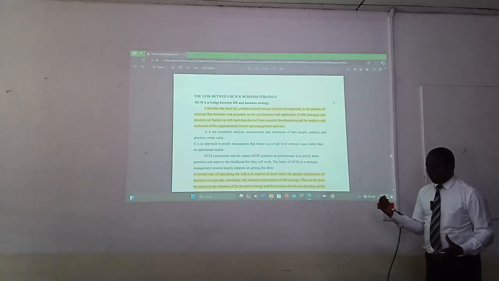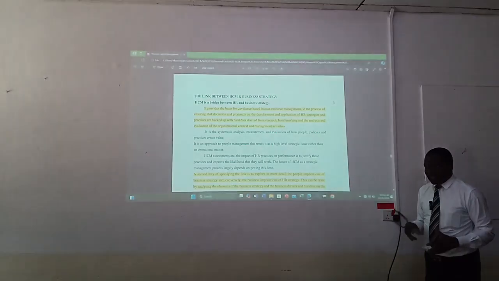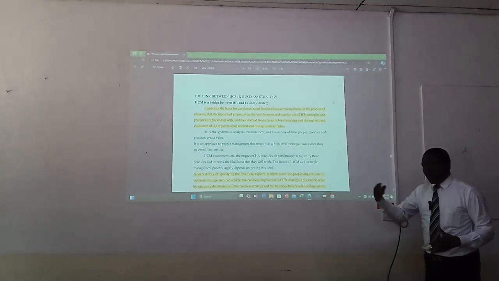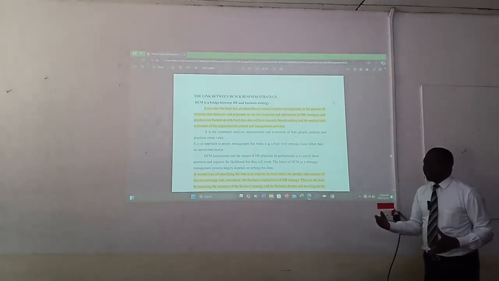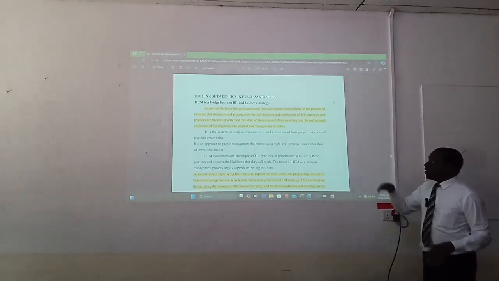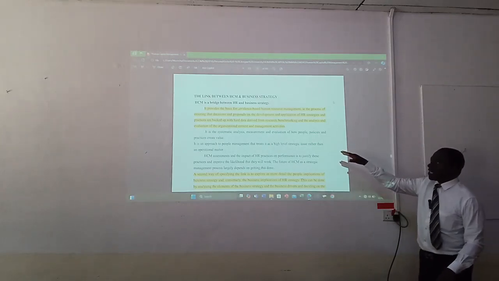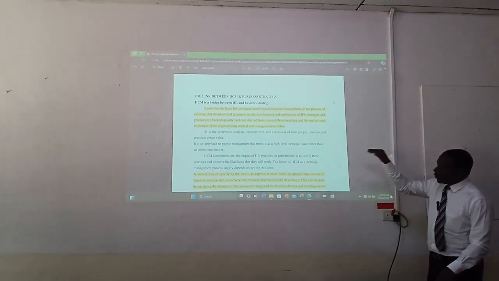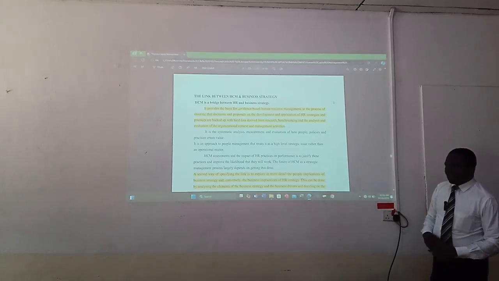If you want, for example, to buy an airplane in 5 years' time, that means you have to start now, making sure that your employees are able to produce more so that you can have more profit. The more profit you have, the more money you can generate in order to buy an airplane. But you cannot do that without having research. So you must do research.